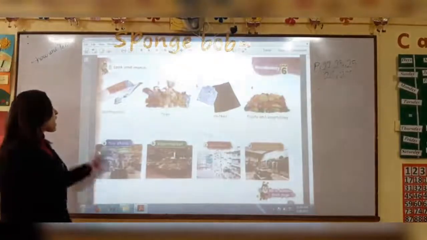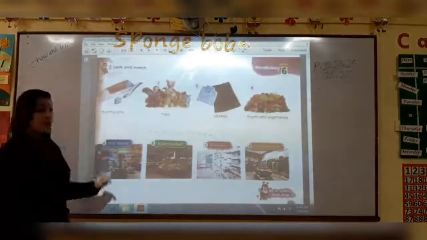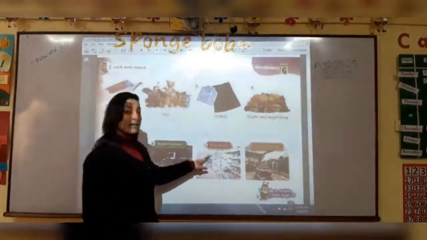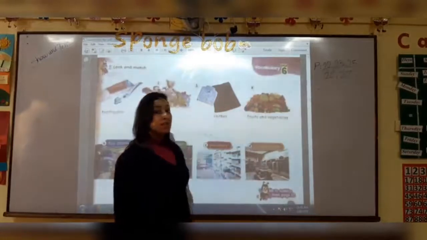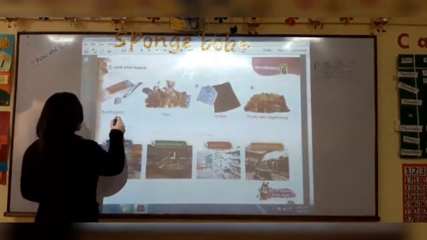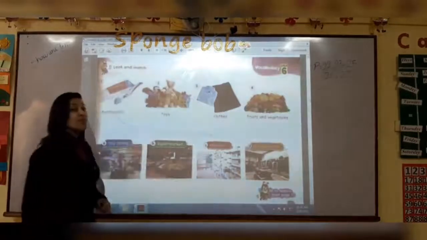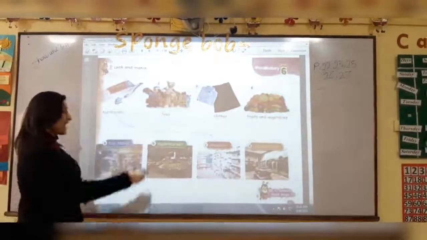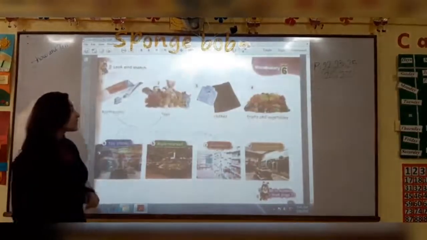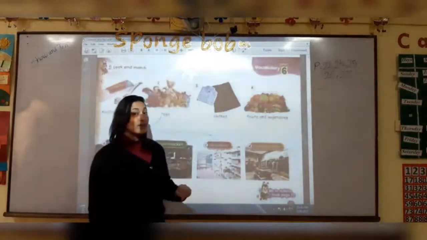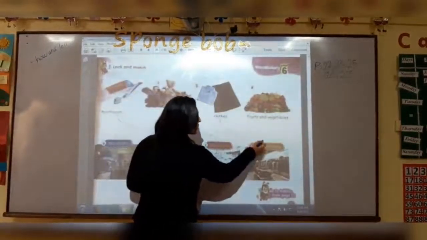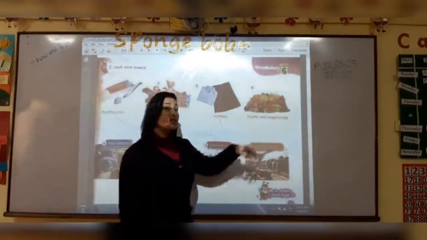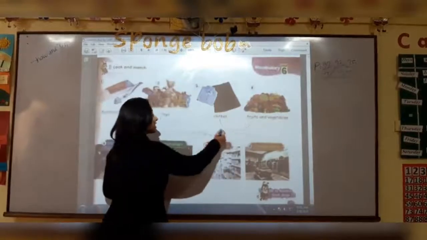Okay, Kg1. I buy toothpaste from the toy store, or supermarket, or pharmacy, or clothing store? Yes, super. I buy toothpaste from the pharmacy. I buy toys from, yes, the toy store. I buy clothes from, super, the clothes store. And the last one, I buy fruits and vegetables from the supermarket. Super.